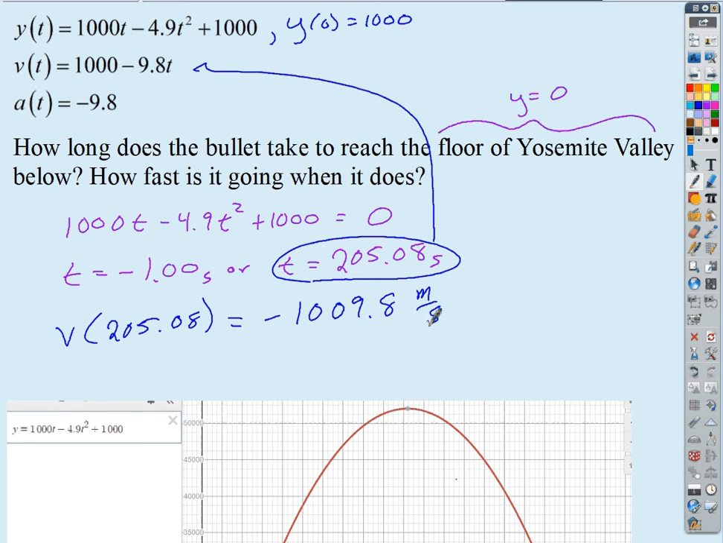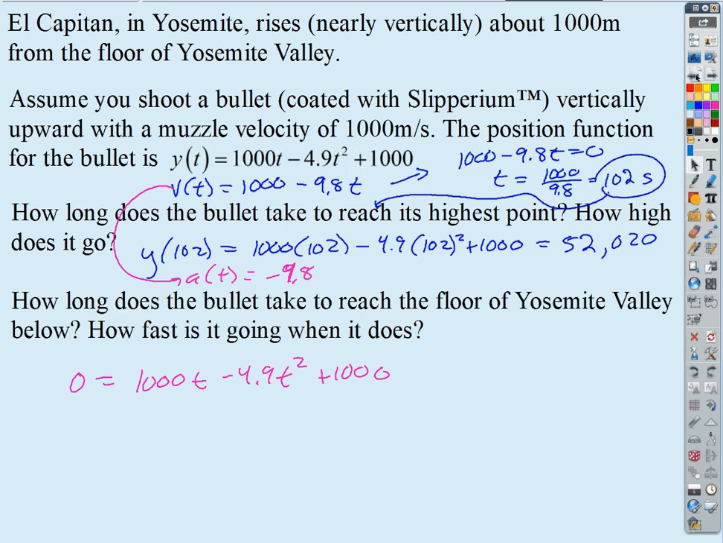Okay, so it's always a good idea to ask yourself, does that make sense? Let's go back and look at the original problem, and ask ourselves, is that a nonsense answer? You've got to do that, because sometimes you get crazy answers that are clearly way off. So we shot the bullet upward with a muzzle velocity of 1,000 meters per second. It hits the valley floor at 1,009 and change. Does that seem reasonable?